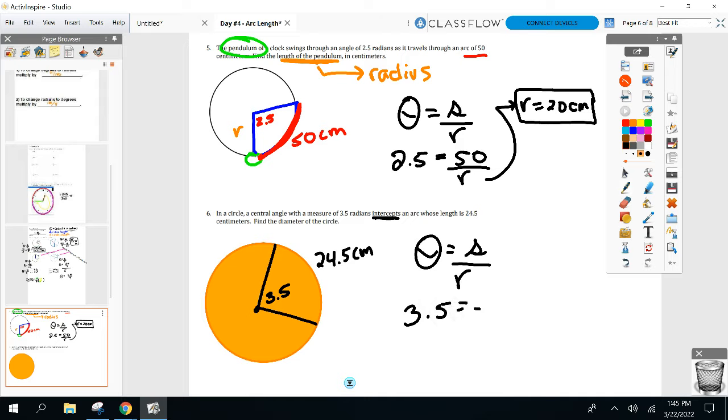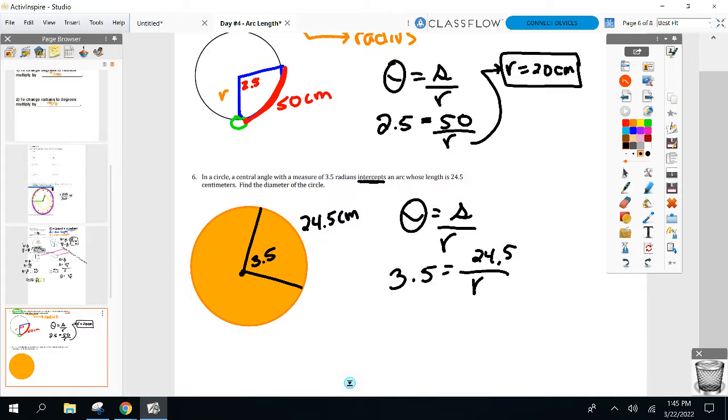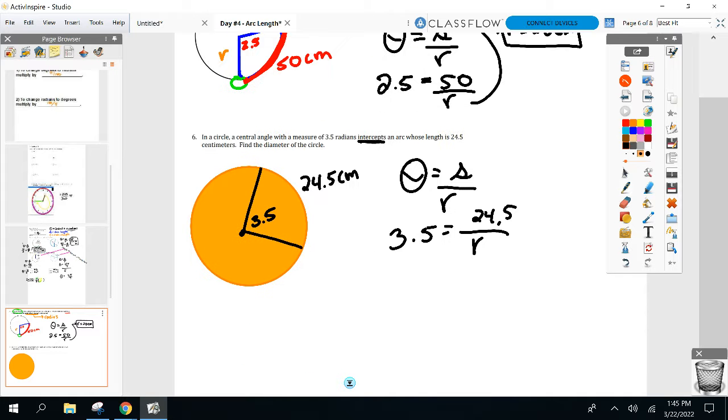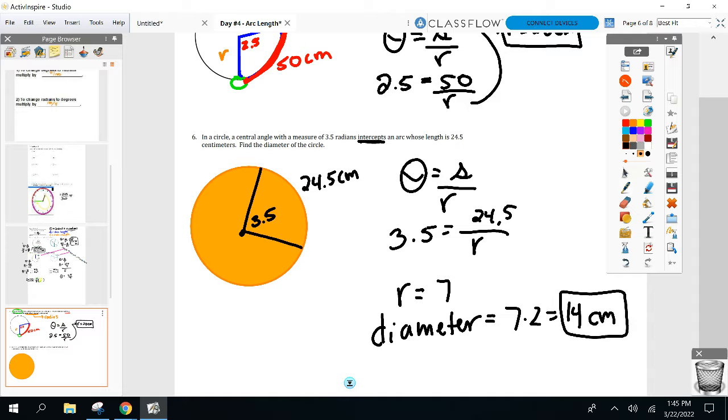3.5 equals 24.5 over R. This should become a nice number here. R equals, we got there, Brendan, 7? Yeah. So diameter, 7 times 2, 14 centimeters. Whew.